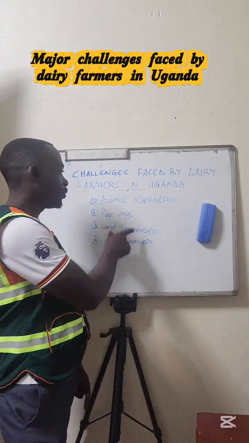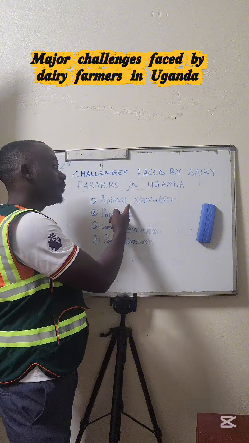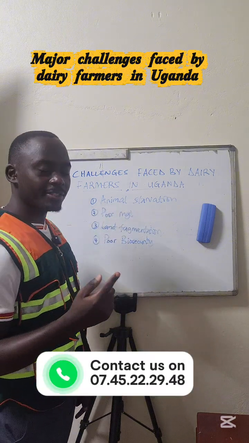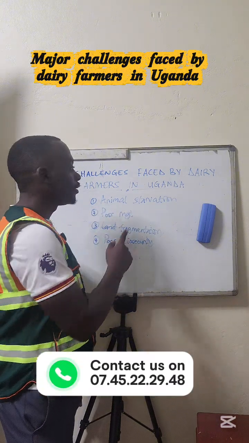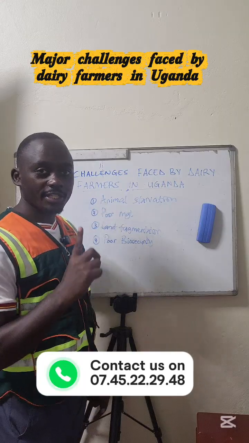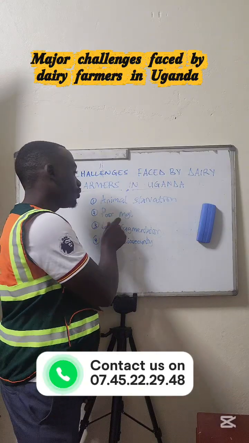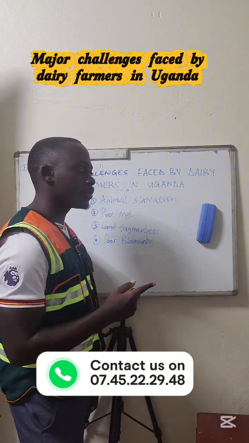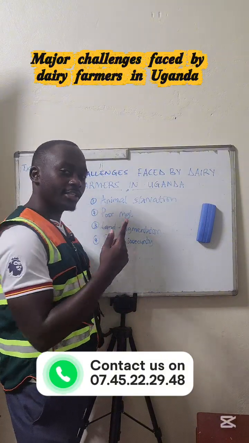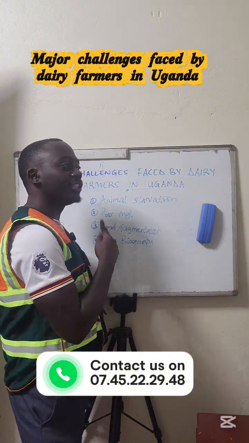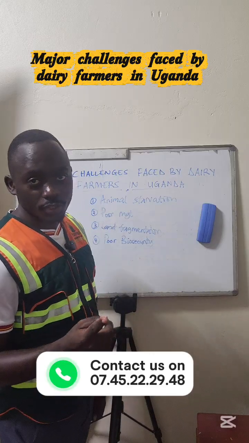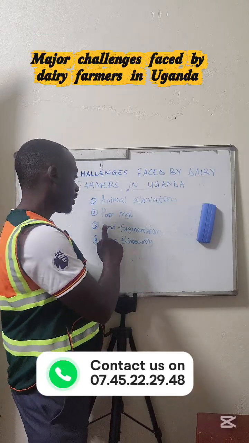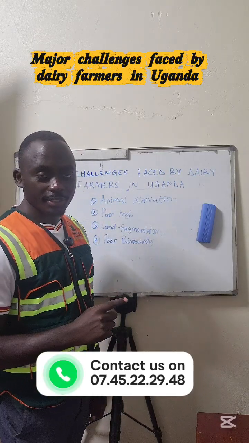To summarize this, we have looked at animal starvation, and we are solving this through establishment of pastures, paddocking, and shifting to a semi-intensive system. We have also looked at poor management in terms of enterprise, in terms of human resource. So here we said have a clear structure, keep proper records, so that you can make proper decisions on resource allocation. The third challenge was land fragmentation.